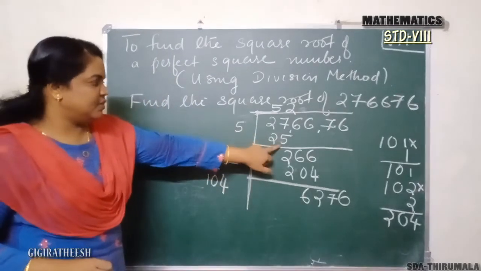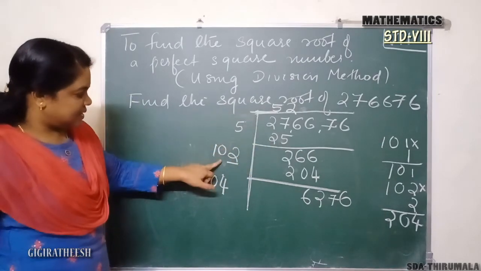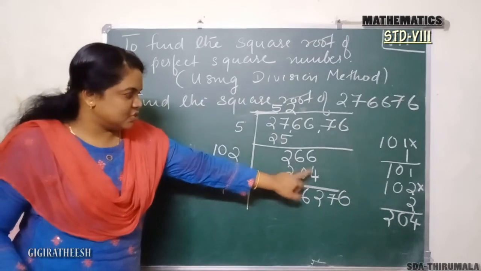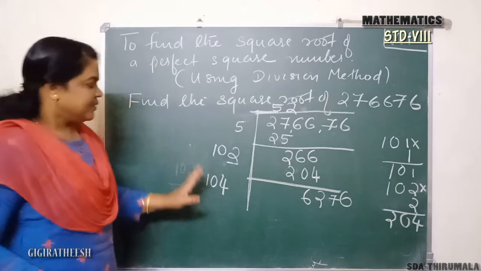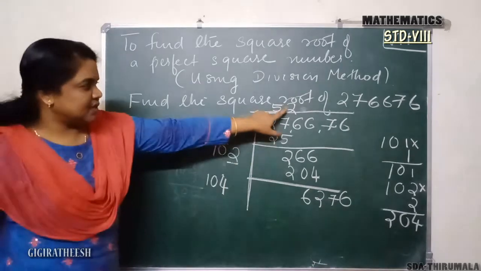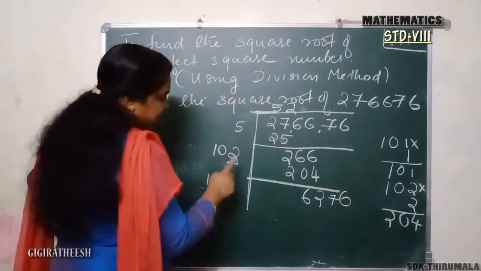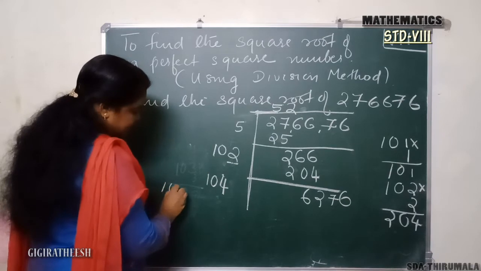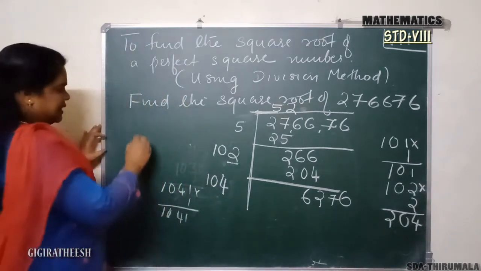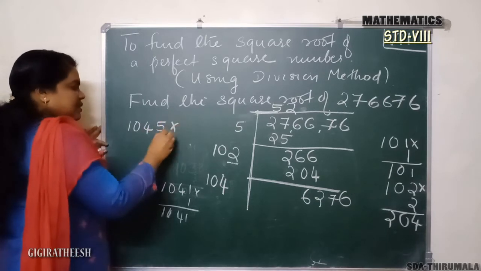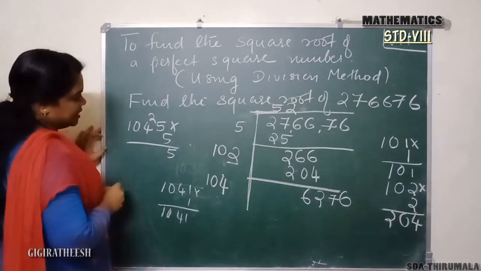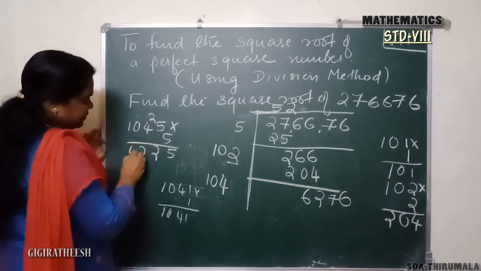First we took 5, 5 5s are 25. After that, take the double of this 5, that is 10, and then you can select any number which, when multiplied with the same number, gives an answer inside 266, that is 204. After that put down the same number, 10, and the double of this 2, 2 into 2 is equal to 4. Then select another number: 104 into 1 is 1041, for 6276. Let's select 5: 1045 into 5 is equal to 5225.